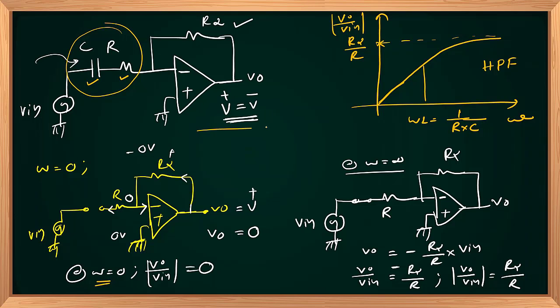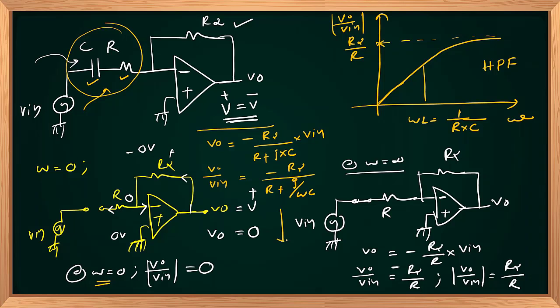That can be easily verified by writing the V out expression, that is minus R2 upon the total impedance, here that is R plus j X C, times V in. Hence V out by V in is minus R2 upon R plus j X C, where X C is 1 over omega C, so j divided by omega C.